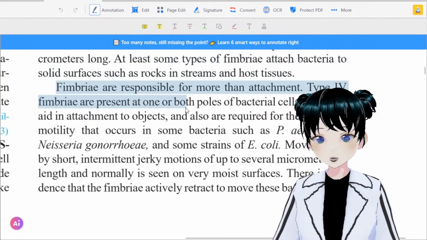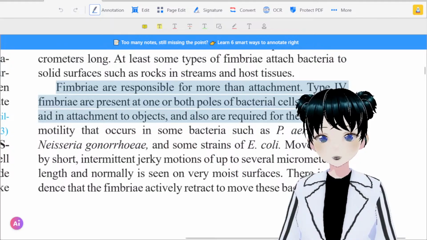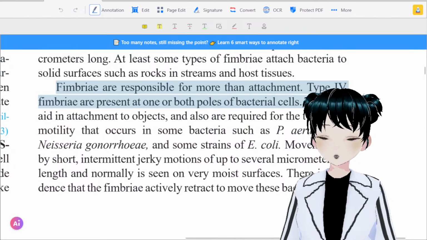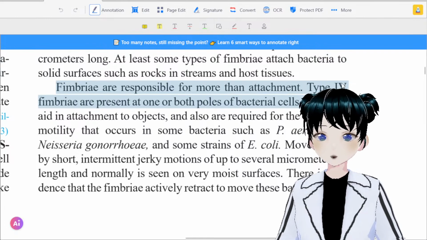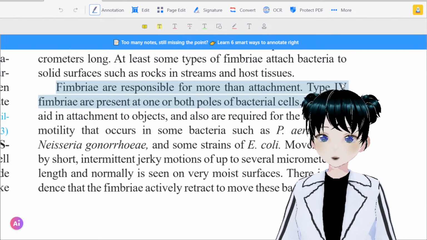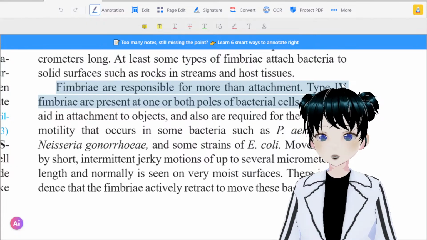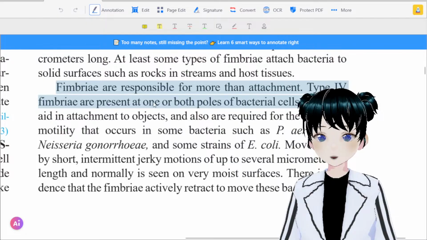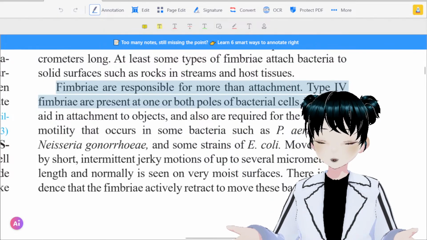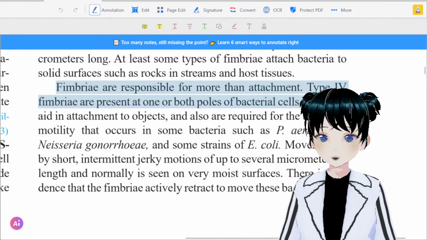Fimbriae are responsible for more than attachment. Type 4 fimbriae are present at one or both poles of bacteria. Guys, I'm not sure what these type 4 or type 3 fimbriae are. We are going to Google it at the end of the stream. For now, let's just get along with it. There is a type 4 fimbria and it is present on both poles. So this is a type of fimbria.